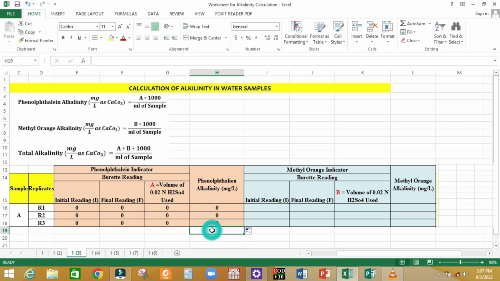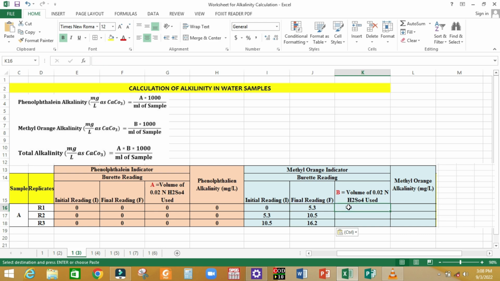However, after addition of phenolphthalein indicator, we then add 1 to 2 drops of methyl orange indicator into the water samples. And what do we see? We found that the water sample changes its color into orange. When the color changes into orange, it means that we have to titrate the samples with 0.02 normality sulfuric acid. Let's say when we carried out the titration, these are the initial reading and final reading obtained for the samples that we analyze.